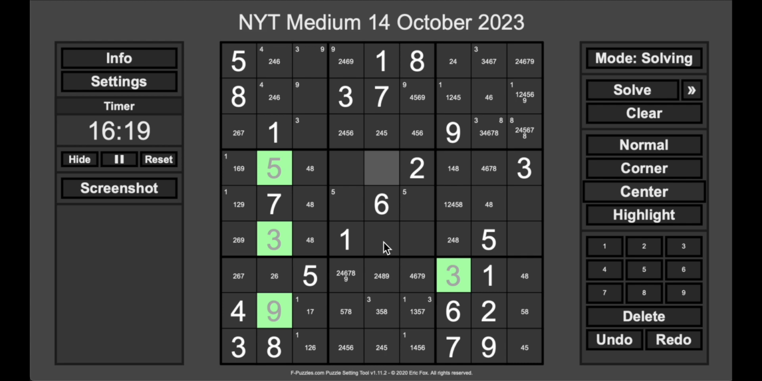Let's see. These two cells are not 1, 6, or 7. So they're 2, 3, 4, 5, 8, 9 to start. Now this gets rid of 2, 3, and 5. This one gets rid of 3 and 5.